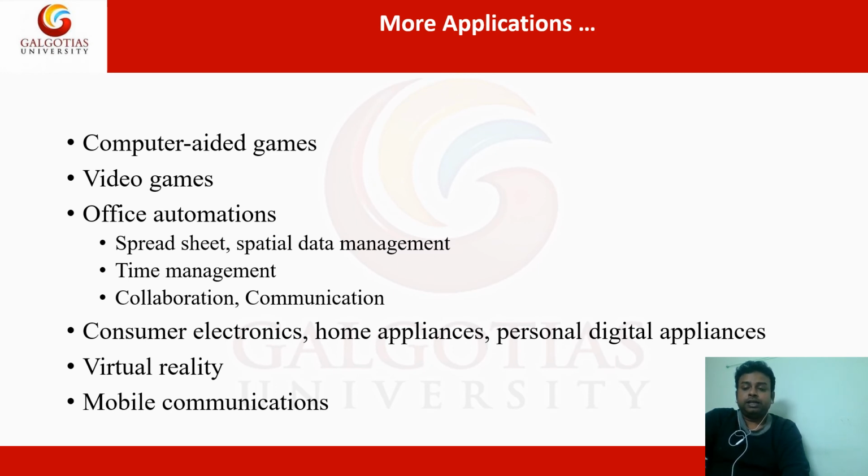Consumer electronics, home appliances, personal digital appliances, you are using direct manipulation. If you use a washing machine, that is also an application of direct manipulation. Some mobile communications also use direct manipulation. In our mobile, whenever you are calling or whenever you delete a number from there, you perform some kind of direct manipulation. Maybe sometimes not all the steps properly follow direct manipulation.